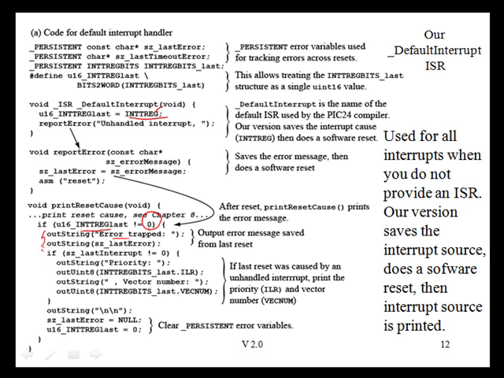So then it's going to print some information out to the screen, parsing information from the special function register that's going to indicate some information about that last interrupt. The last thing we would do before leaving this print reset cause function is we're going to clear these persistent variables back to their null state.